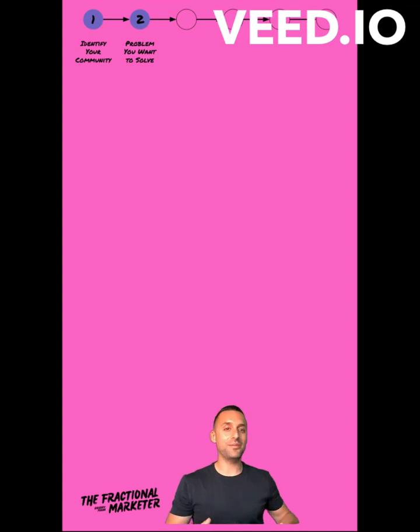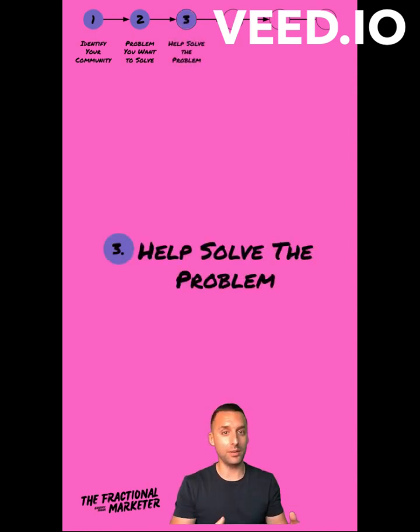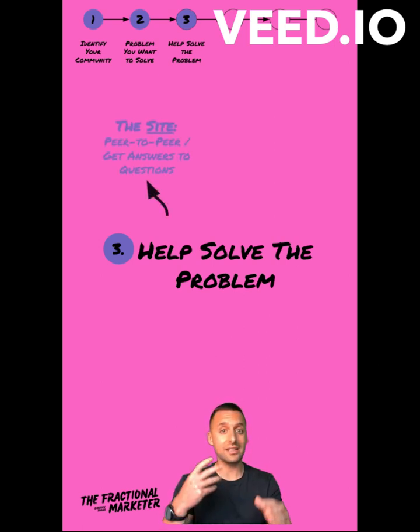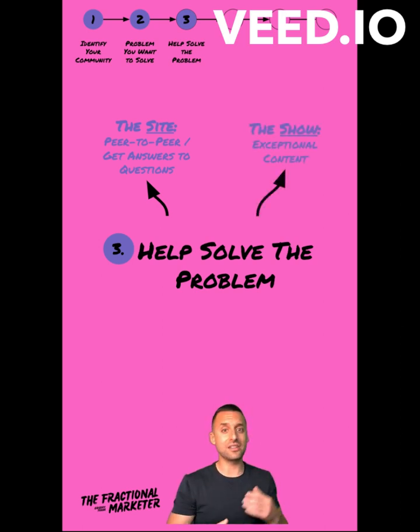So now that you identified the problem you want to solve, you move on to step 3. And this is where your community comes in and how you help solve the problem. And this comes down to something community-led growth leaders like Liz Lathan call the 4 S's. The first S is the site. This is the online space where your community can connect with one another, help each other solve problems, and get answers to their questions.